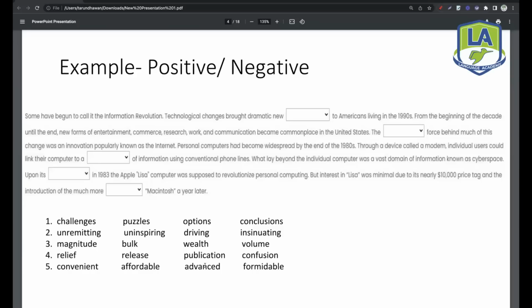Convenient, affordable, advanced, formidable. And affordable is a word that we use for cost efficiency. So we can go with affordable computer, which came a year later. That's why the first computer was not very much in demand. So positive, negative can help us a lot in understanding the context. It is important for understanding the sentences in the passage, as well as it is important to eliminate the options out of the options given.